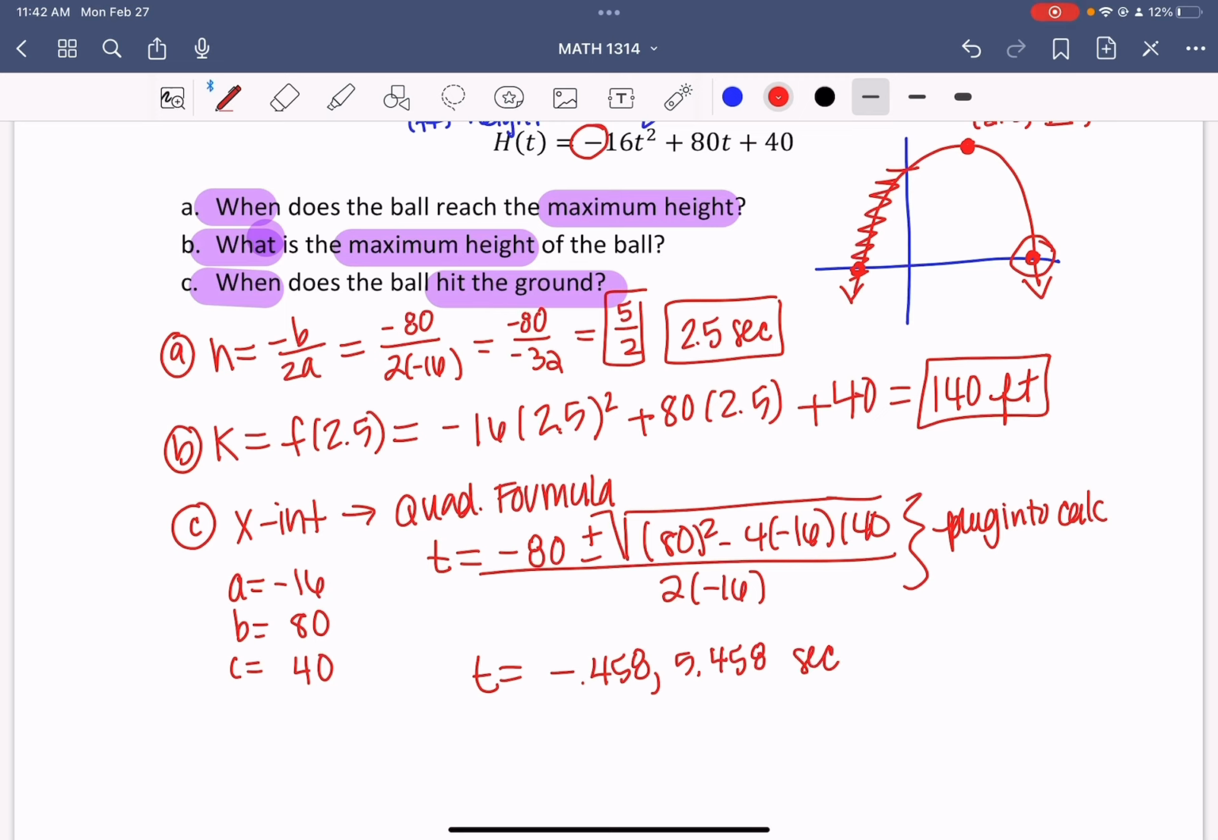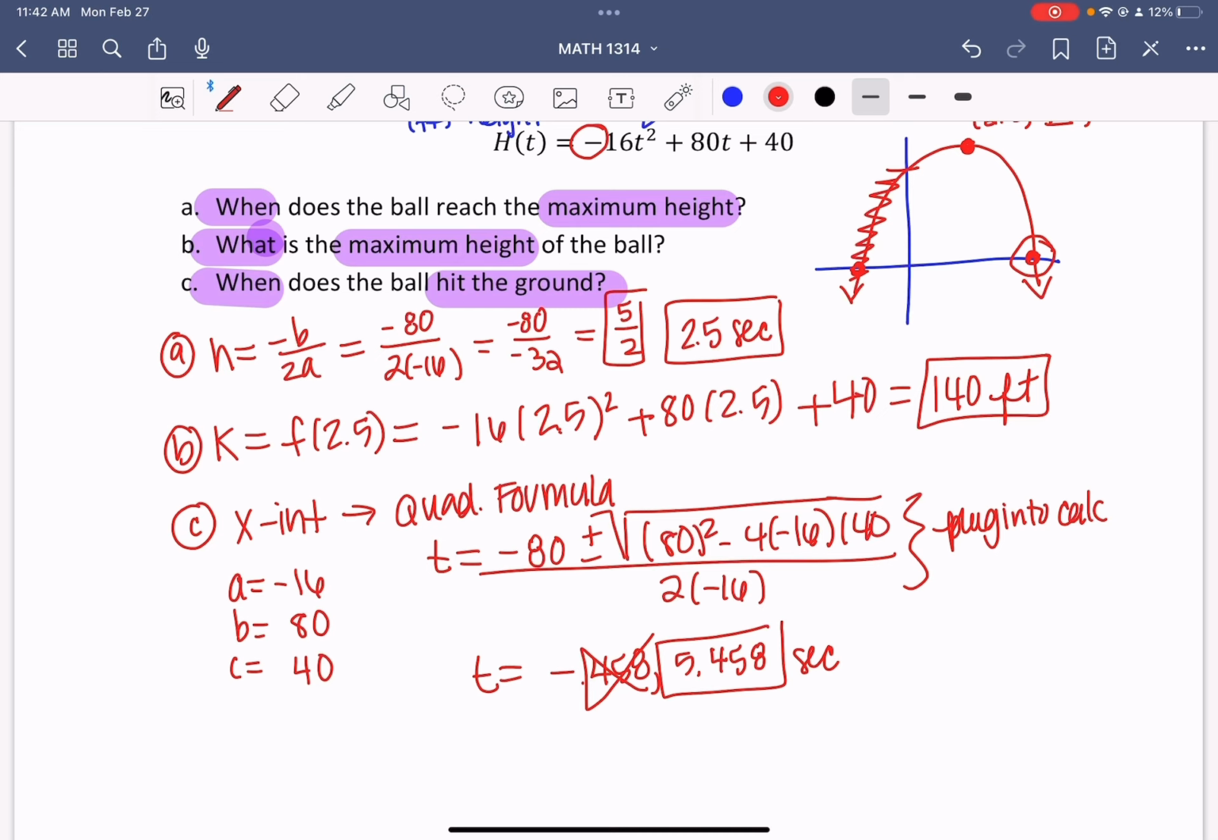These are seconds, but we don't want negative time. So when does the ball hit the ground? At 5.458 seconds. You can see in this application of this problem, it's all the things we've been doing with quadratics, vertex, x-intercepts, but we have to apply it, and the picture can be really helpful for where am I looking, what am I looking for.